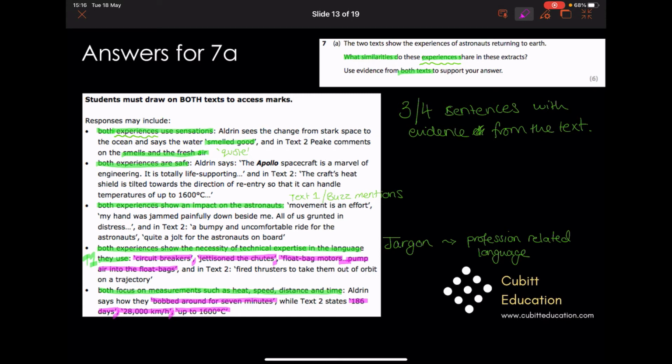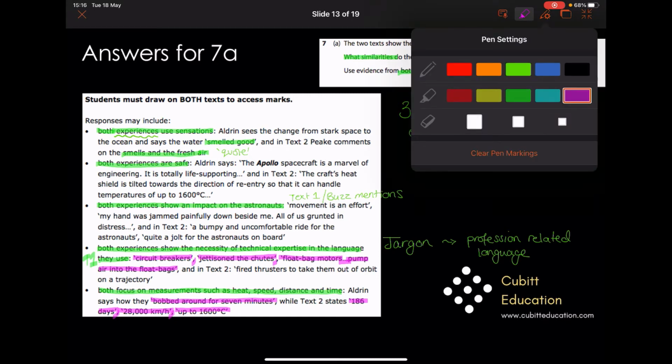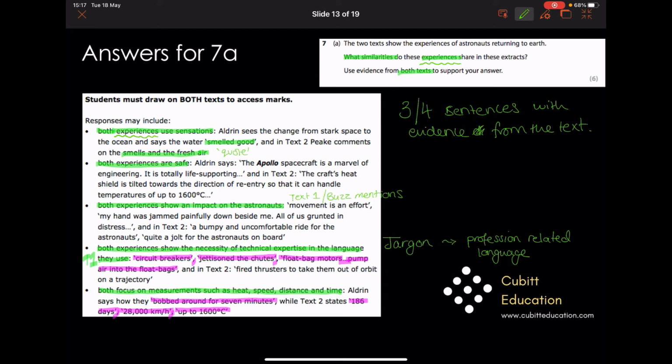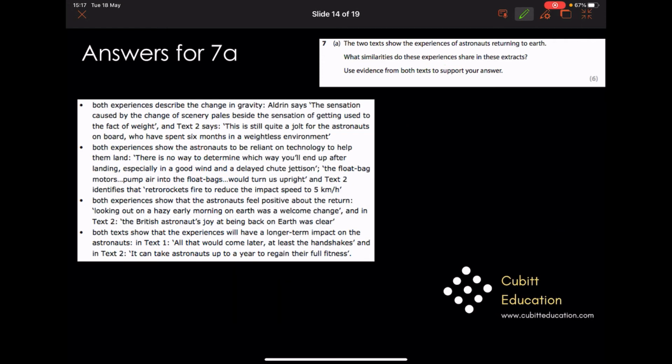Okay, right, so now a few more examples of 7A answers. Again, you want to have 3 or 4 of these. So you don't just want one, you want at least 3 or 4 of these bullet points. Let's have a look at just a few final ones.